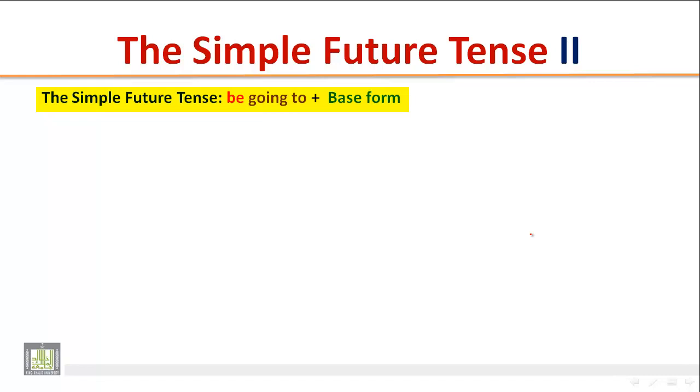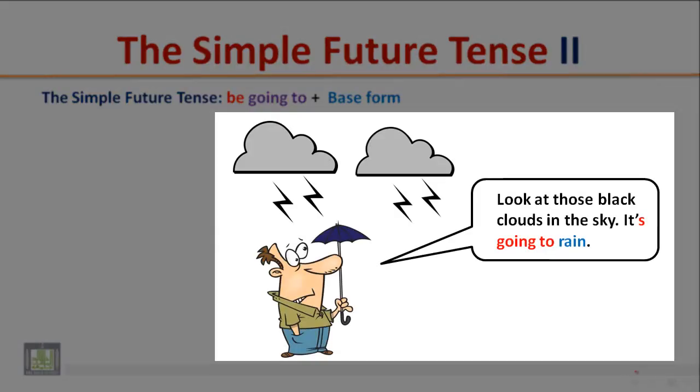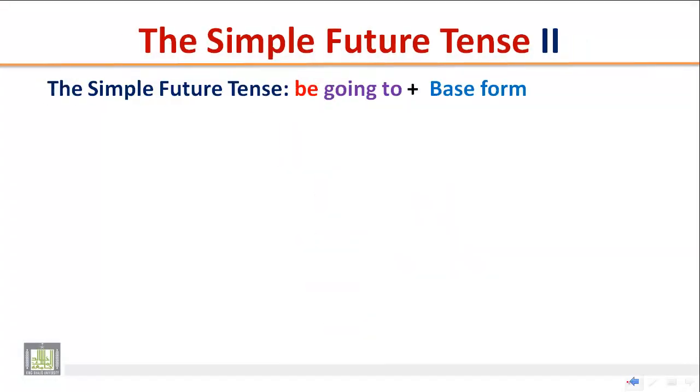The simple future tense, be going to plus base form. Listen to the following sentence and pay attention to the use of be going to. Look at those black clouds in the sky. It's going to rain.